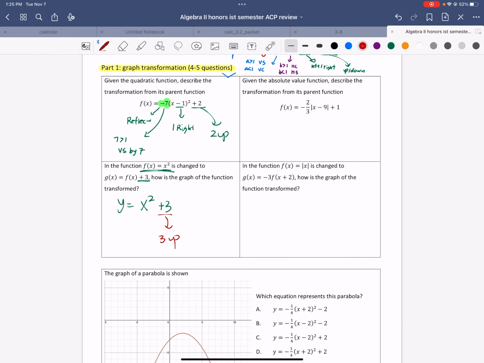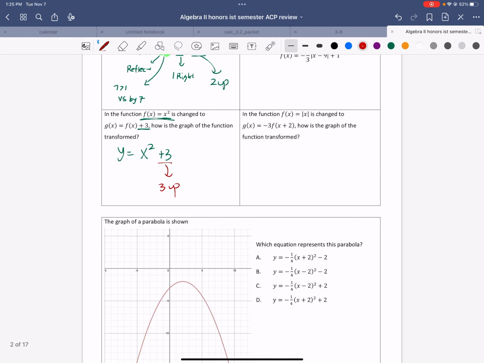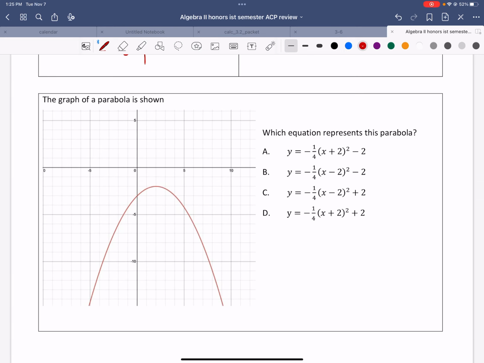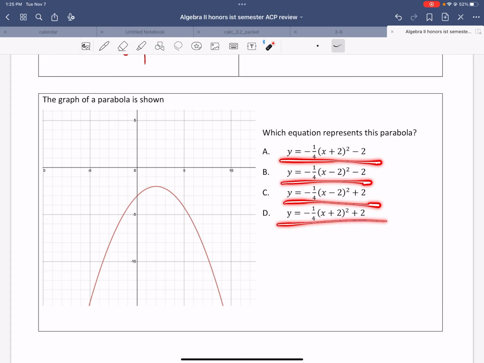Okay? So try the 2 questions on the right by yourself. And you're going to do this one by yourself. I hope you can do it by yourself. What you can do is put every single one of these into decimals and see which one has exactly the same graph. So pause the video and do it.